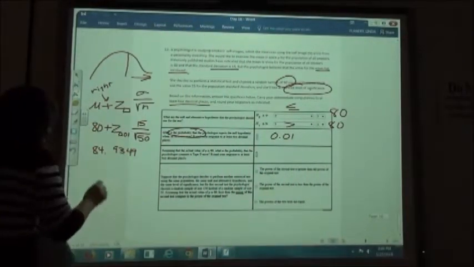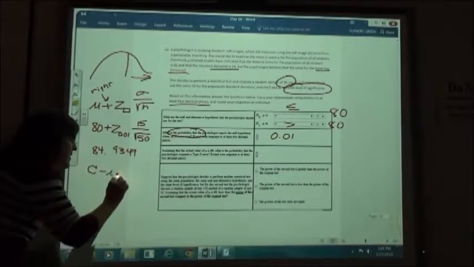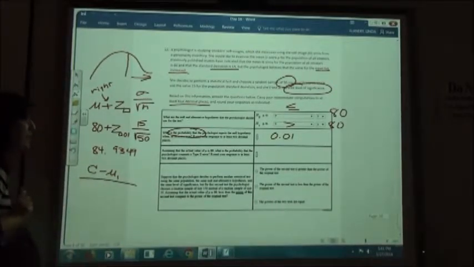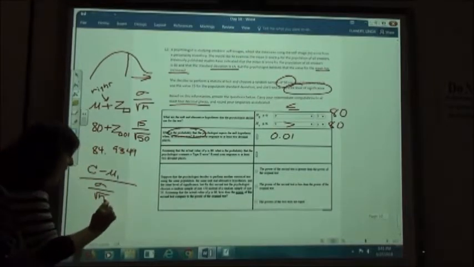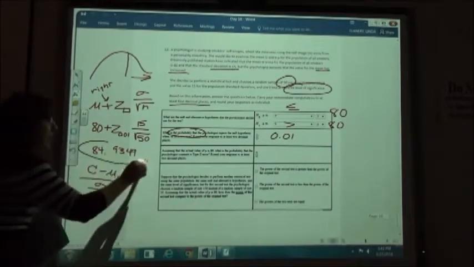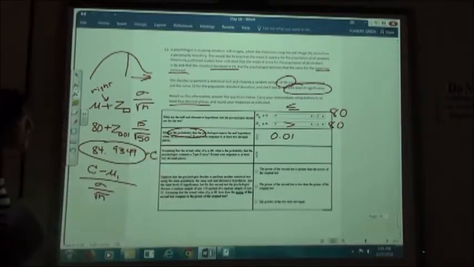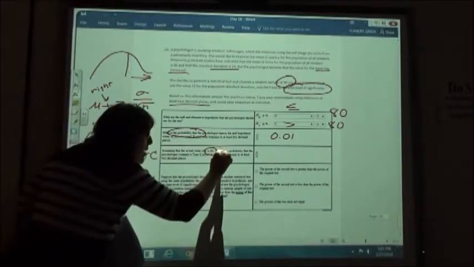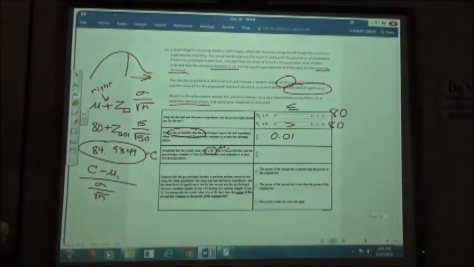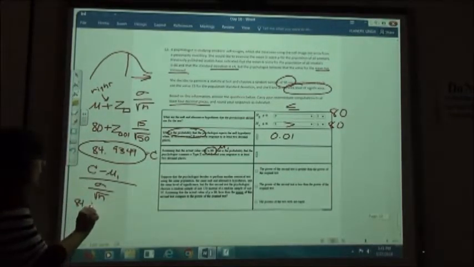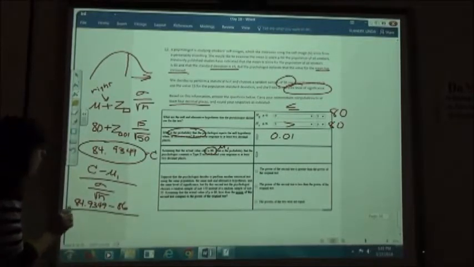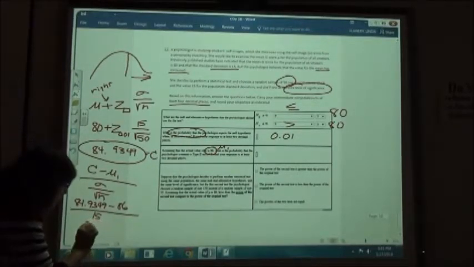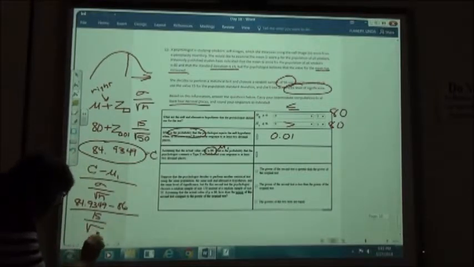Our second step, we did C minus the mean from the problem over the standard deviation and the square root of n again. This value here is the one that is going in for the C. This value here goes in for the mean sub 1. So 84.9349 minus 86 over my standard deviation of 15 and the square root of 50.